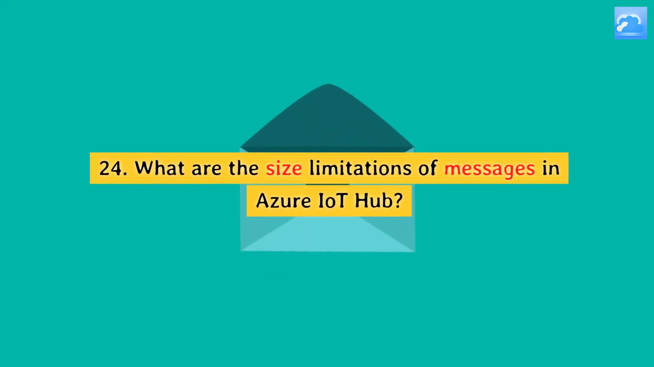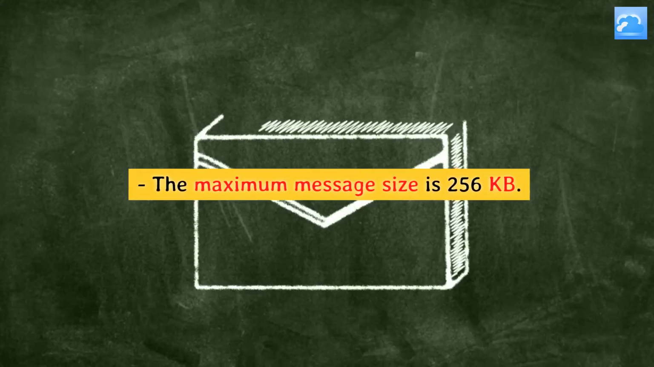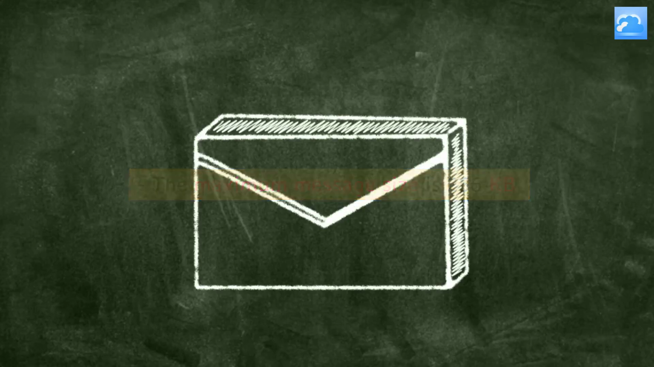24. What are the size limitations of messages in Azure IoT Hub? The maximum message size is 256 kilobytes.